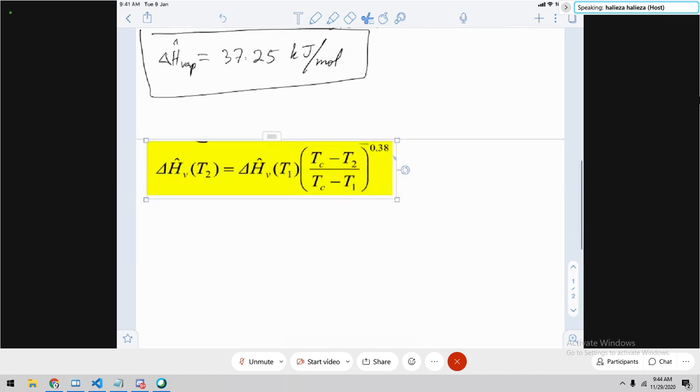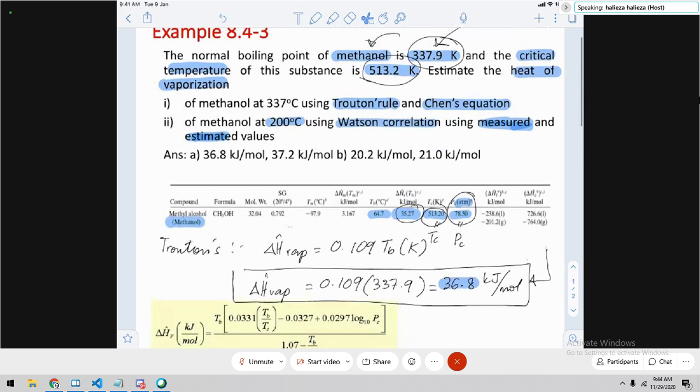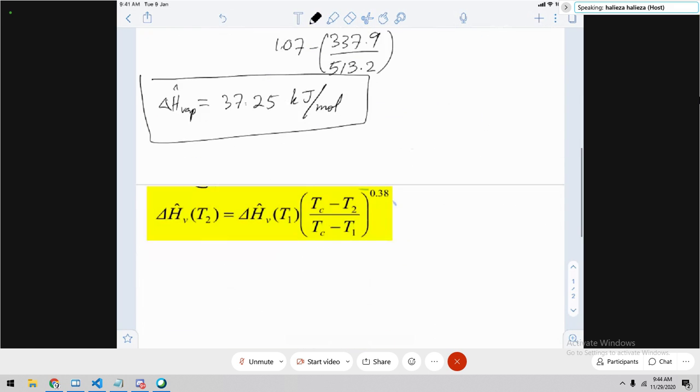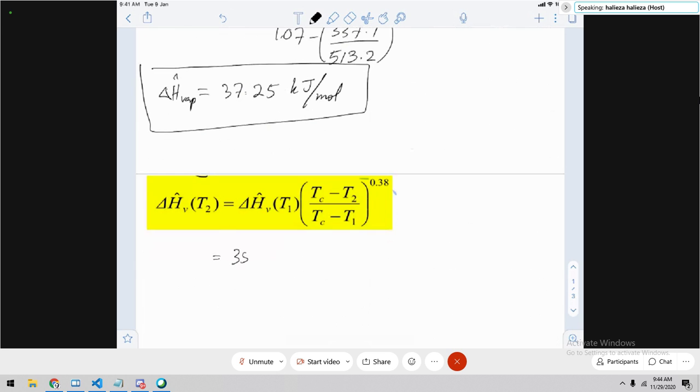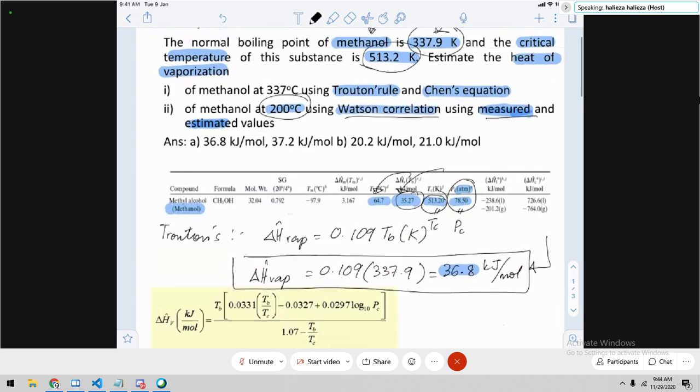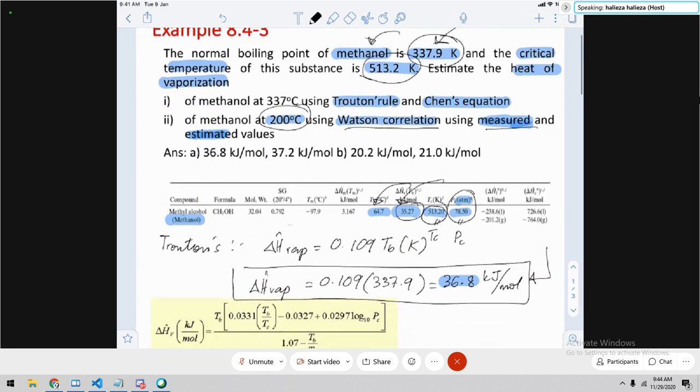You want to get the latent heat of vaporization at 200 degrees C using the Watson correlation. So I copy the equation, using the measured value. The measured value at this temperature is 35.27. So 35.27 at the normal boiling point temperature of 64.7. If you change that to Kelvin, 337.9.